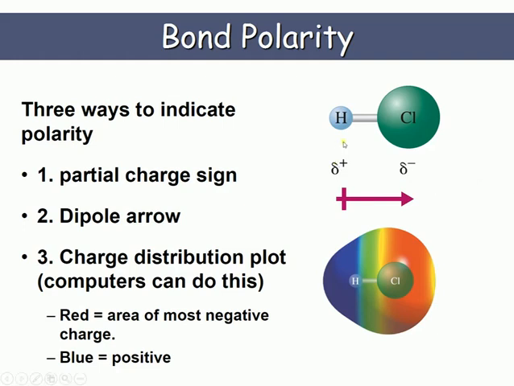One way could be these partial charges with the delta. We talked about the dipole arrow, but you may also see what's called charge distribution plots, where red is more electronegative, and where you see blue, that's more of the positive area. Those are from computer models, and those are nice ways to visualize the electron density relative to the molecule that we're looking at.